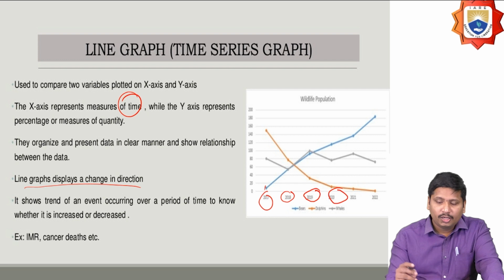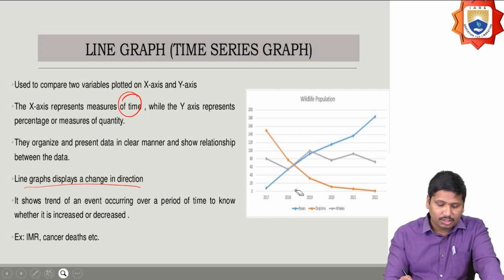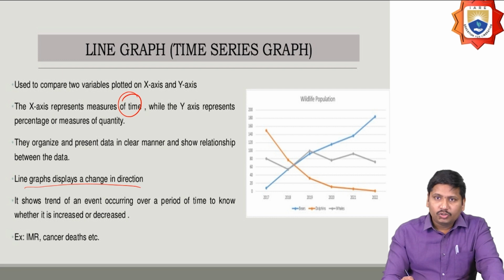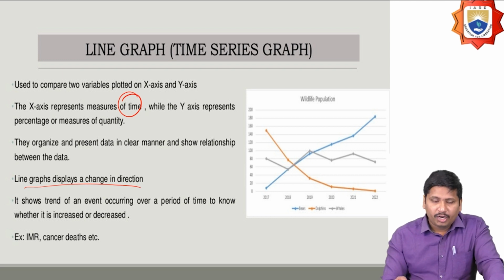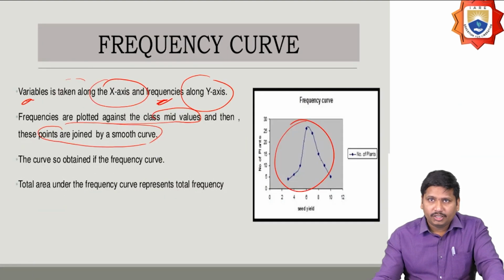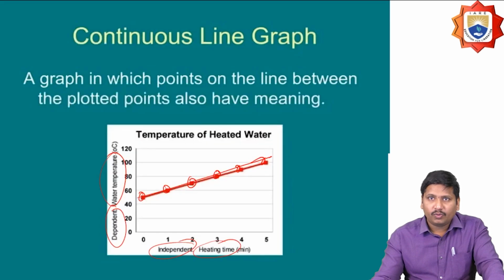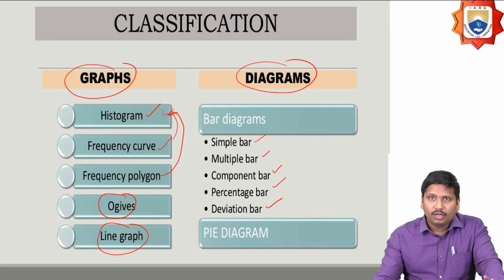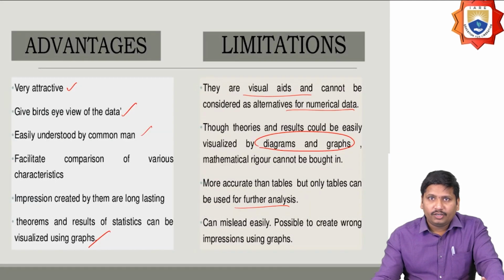Based on the time, you can represent it, and then it is called a time series graph. It shows the trend of an event occurring over a period of time, to show whether it has increased or decreased. Right. So that is the line graph. These are some of the presentations of data where you can show different things.